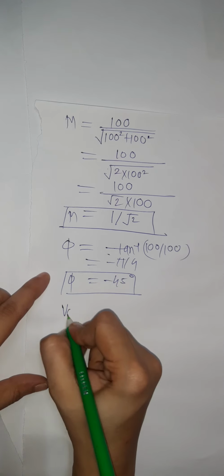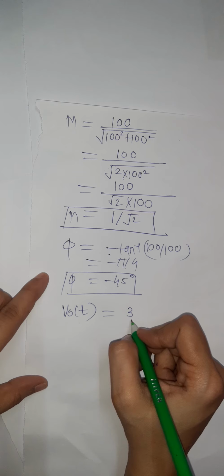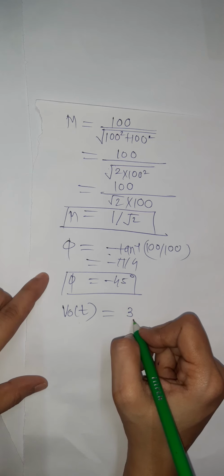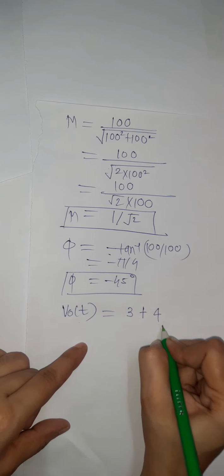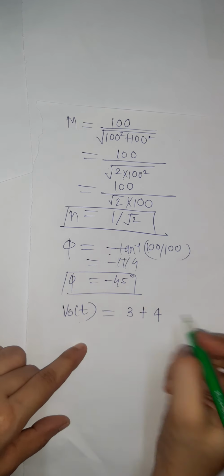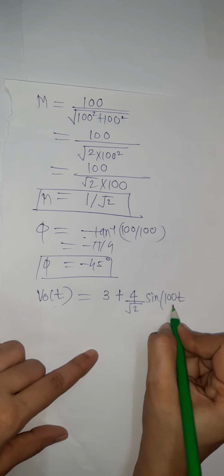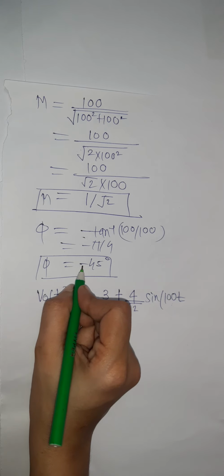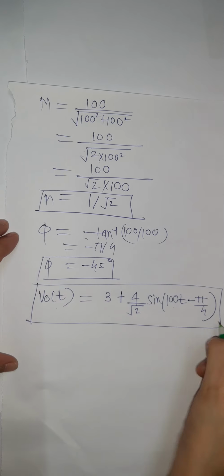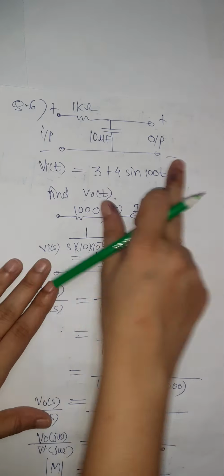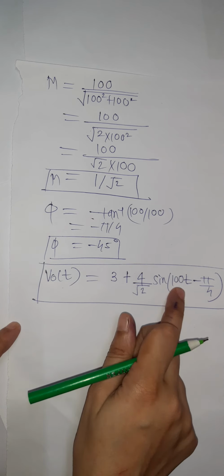Now our V0 is, 3 is DC, so there is no frequency for DC, it is always 0. So 3 will remain as it is. Then 3 plus 4 into m, that is this magnitude, divided by root 2, sine of 100t. The frequency will remain the same, and the phase is minus 45, so minus pi by 4. So the final answer for the output voltage of this circuit is V0 equal to 3 plus 4 by root 2 sine of 100t minus pi by 4.